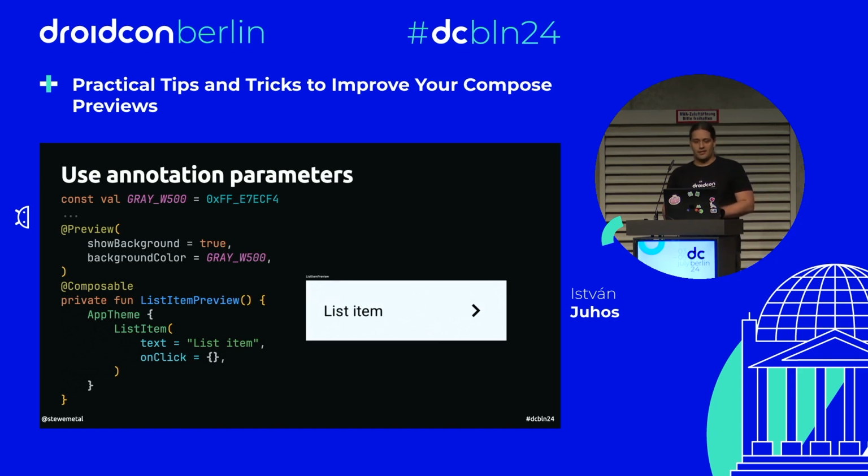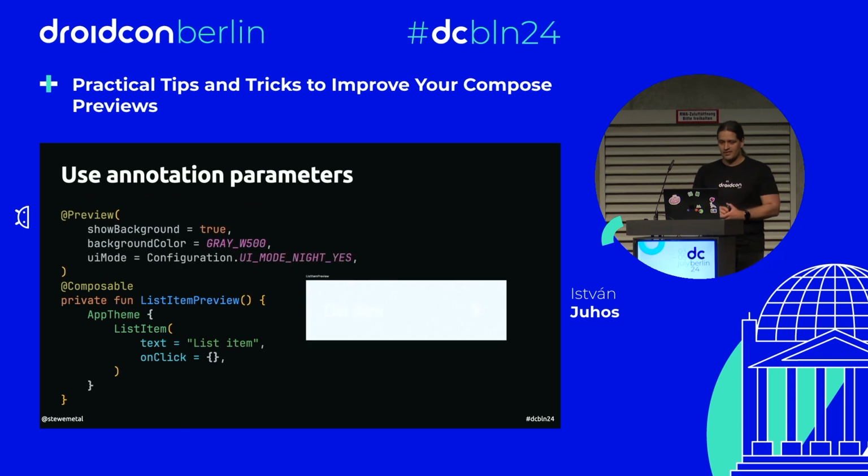So next, we want to add a dark mode preview as well to our composable. We want to see how it looks in dark mode. We can easily do that by setting the UI mode parameter to Configuration.UI_MODE_NIGHT_YES. And what we see is that, okay, our component actually changed to dark mode, and in our design system, the dark mode text color is white, but the background didn't change because the tooling doesn't know that we wanted dark mode.